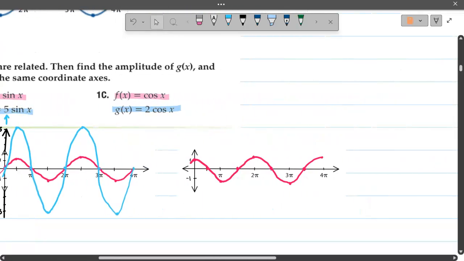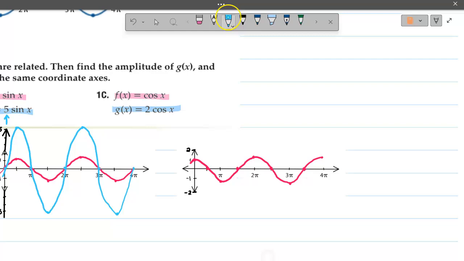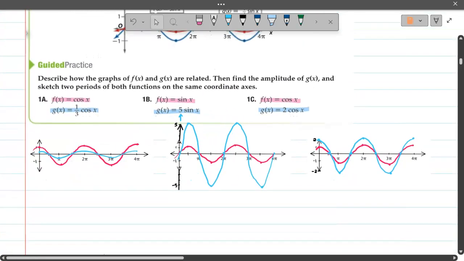And finally, 2 cosine. We don't really have to extend our graph that much. This is 2. This is -2. Starts at 2, comes down, up to 2, down to -2, and so on. Another vertical stretch.